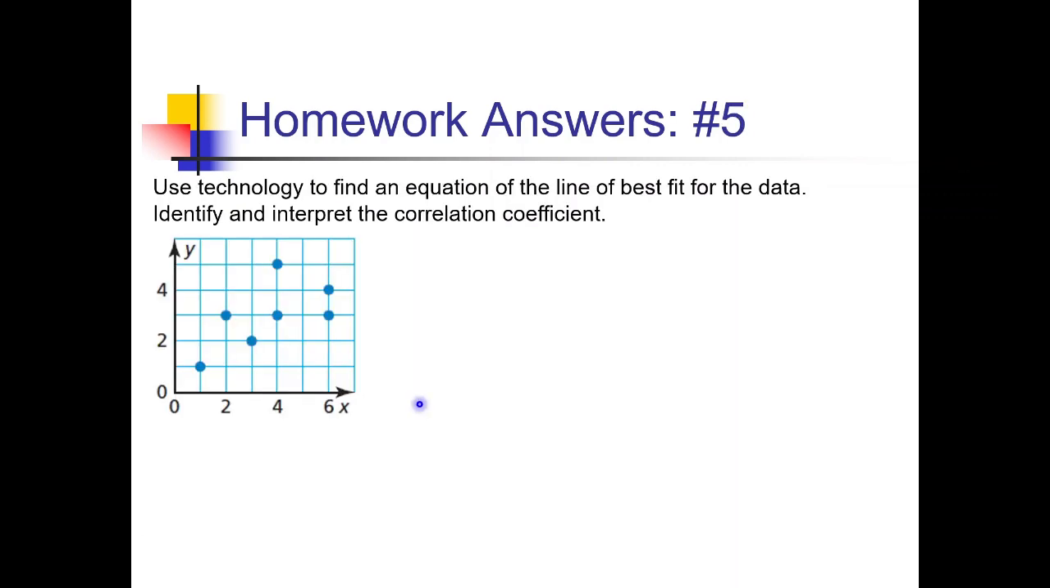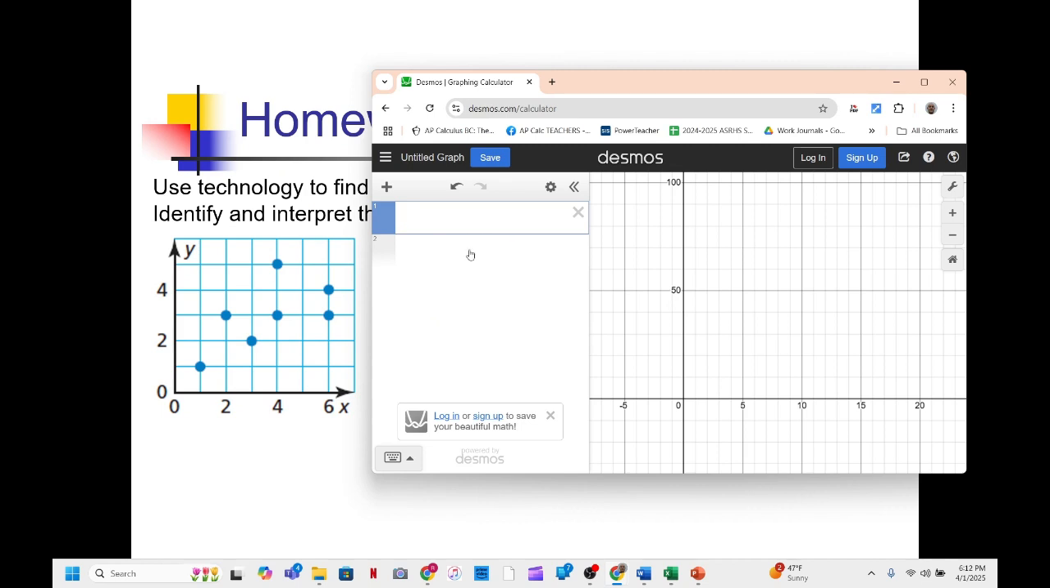On this one, they want us to use technology to get an equation of the line of best fit for this data, and then identify and interpret our correlation coefficient, that R value. So in order to do this, I need to actually kind of read these points off and plug them into Desmos and go from there. So let me get Desmos out. All right, here we go with Desmos. Let me hit the plus to get a table. And now I'm going to just put each point in.